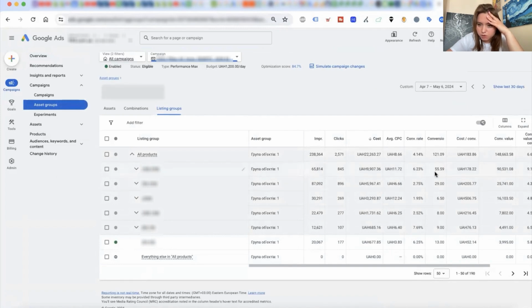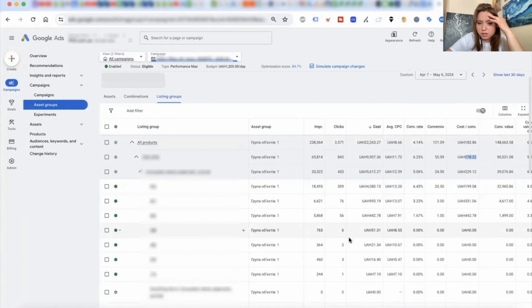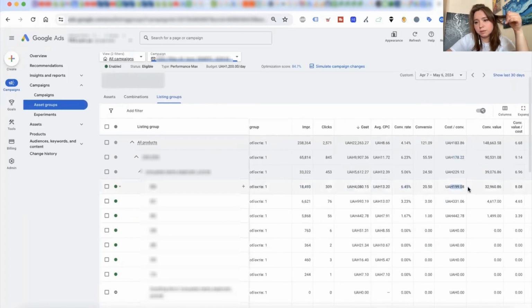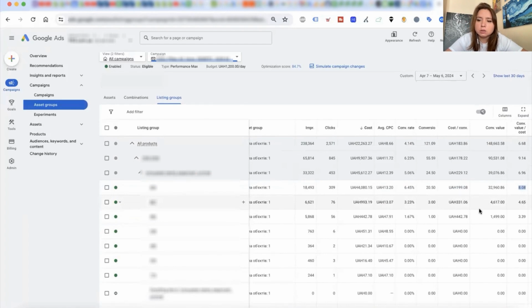What do we see? For example, let's take the first category by the number of conversions. 178 hryvnias was the cost per conversion. I turn it around, and what can I see here? I can see the following picture. For example, here there are 18,000 impressions for this particular product position. The conversion rate is quite good. 6.45 is not bad. 20 conversions at 199 hryvnias. At the same time, the profitability is 8.08. This indicates that the average check here is much higher than in other categories.